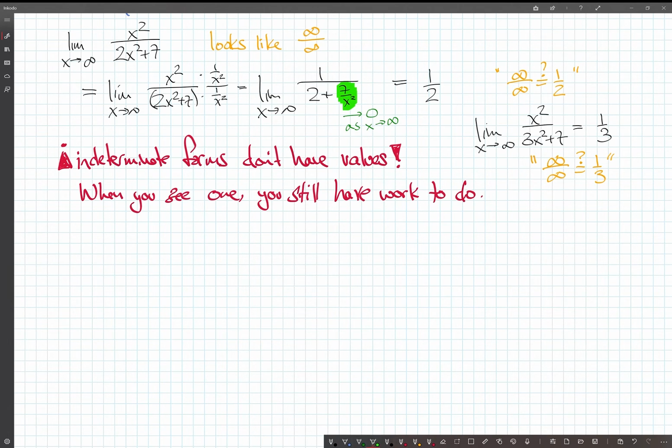In this example, we did some algebra, right? Well, we had to be clever about which algebra we did so that we made sure we were doing the right thing to give us an answer at the end of the day. But the point is, if you see infinity over infinity, or 0 times infinity, or infinity minus infinity, that doesn't mean you throw your hands up and walk away. It just means you have to try something.